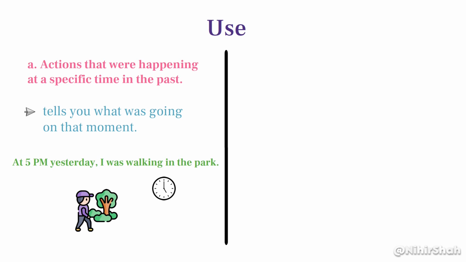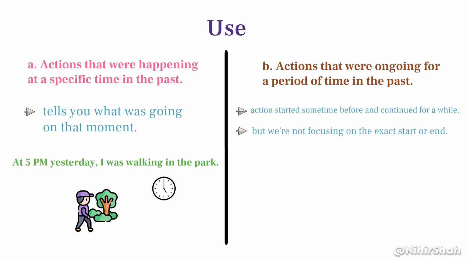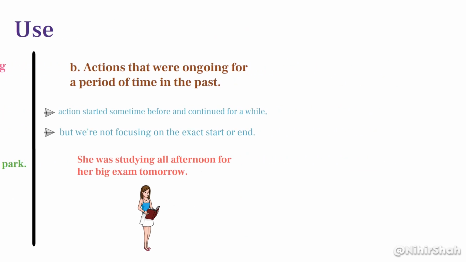Number 2, actions that were ongoing for a period of time in the past. This means action started sometime before and continued for a while, but we are not focusing on the exact start or end. For example, she was studying all afternoon for her big exam tomorrow. Here, studying describes the ongoing action for an extended period in the afternoon.